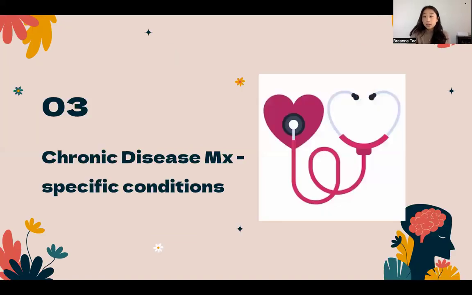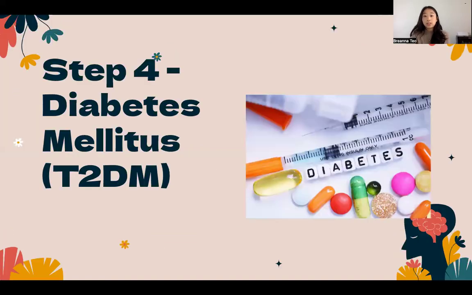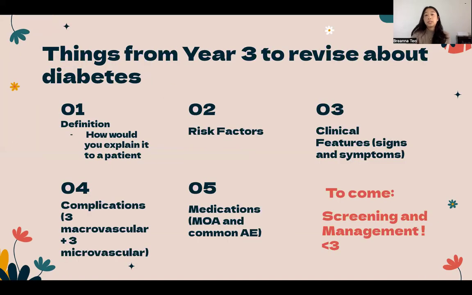All right. So we might look into some specific conditions now, the first being diabetes, type 2 in particular. We should already know a few things about type 2 diabetes from third year. So, definition: how would we explain it to a patient? You might say something along the lines of, have you heard of diabetes before? How do you feel about it? Is there anything in particular that concerns you about it? What I can tell you is that it means that your sugars in your body are typically higher than what they should be, and your body's having some difficulty regulating the levels of sugar in your blood.